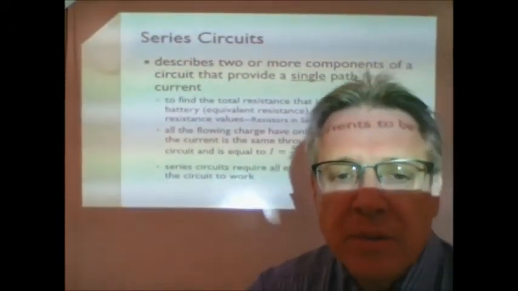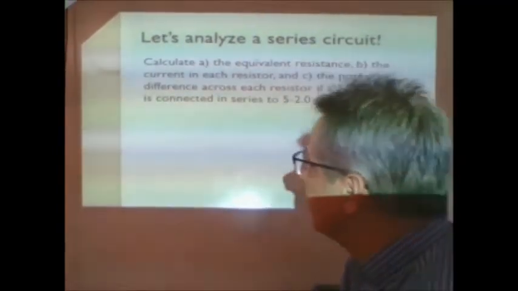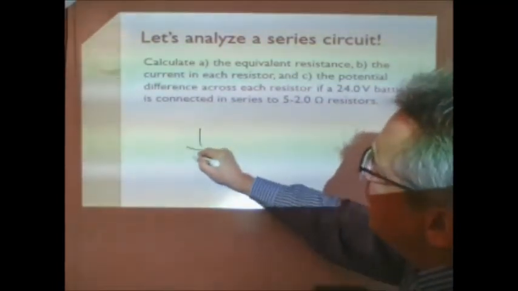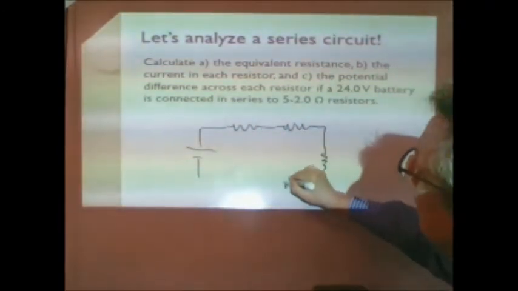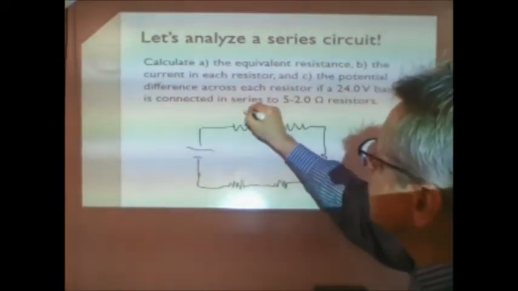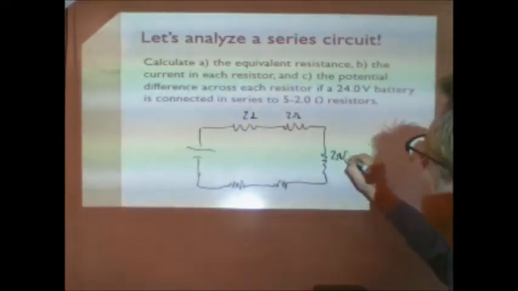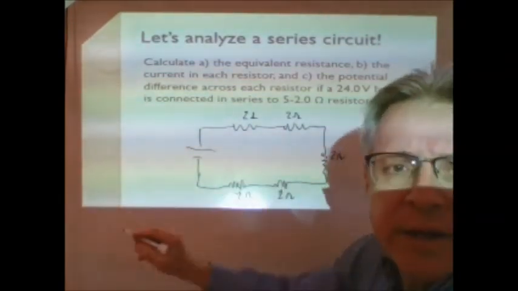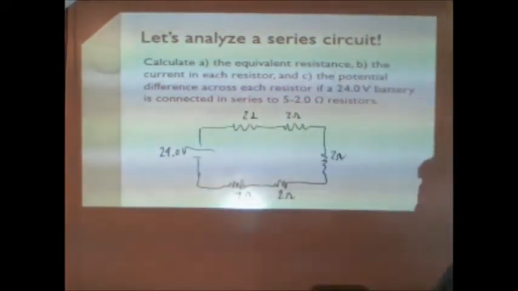Let's get right to an example so that you can see what I'm talking about here and all these characteristics. In this first example, we have a battery that is hooked up to five resistors, and they're all 2 ohms. The battery is 24 volts. And we have to find several things.